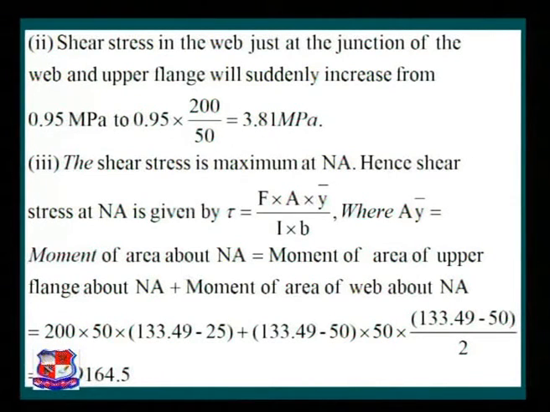Once again, single equation: tau is equal to F A y bar by I b, where A y bar is equal to the moment of the area about the neutral axis. A very interesting point: the meaning of A y bar remains unchanged, the moment of the area about the neutral axis.